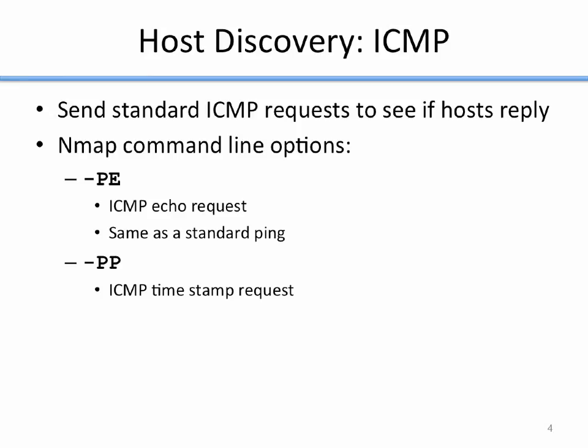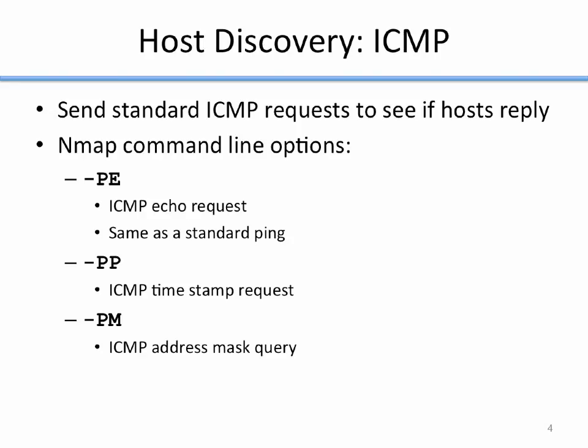-PP sends an ICMP timestamp request, which is a different type of ICMP packet and probably one that you're not going to encounter in common usage. But it also necessitates a reply if the host receives it. And -PM is an ICMP address mask query, which again is not commonly used, not something you're going to see in practice, but the standard says that the host should reply.